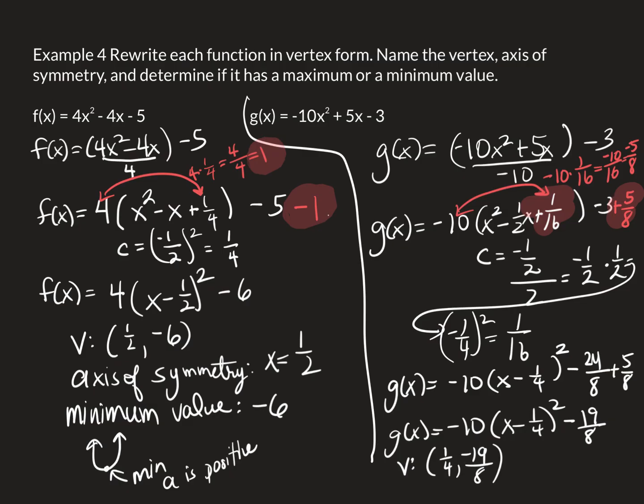My axis of symmetry is x equals positive 1/4, and it has a maximum value because a is negative, it's pointing down. So it has a maximum, and that maximum value is negative 19/8.